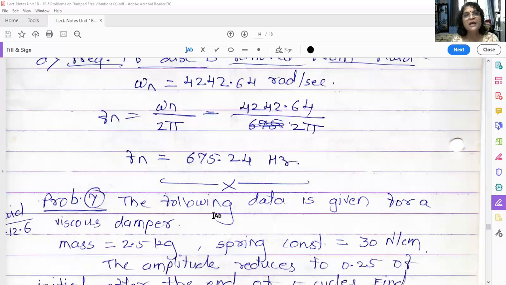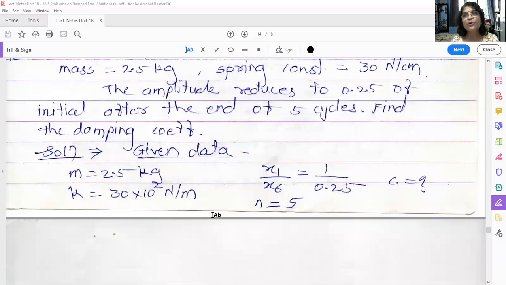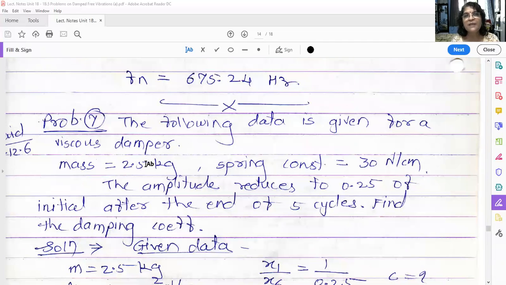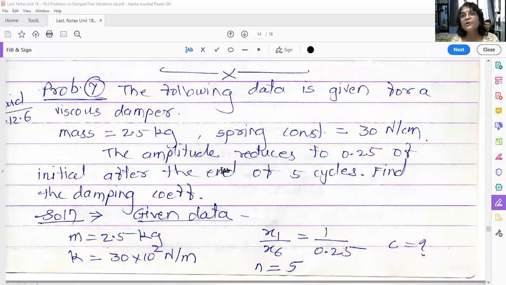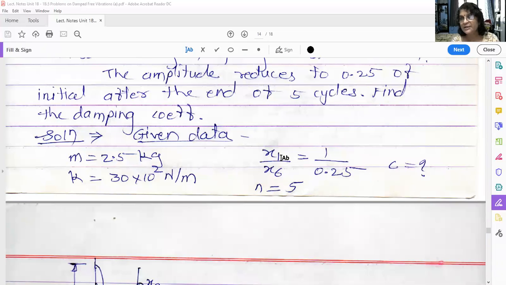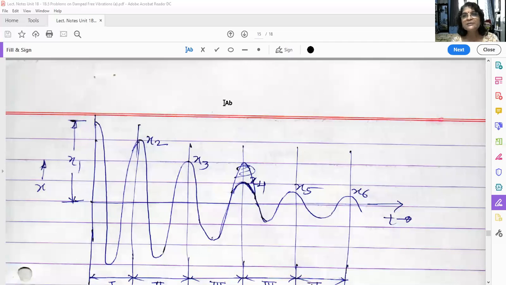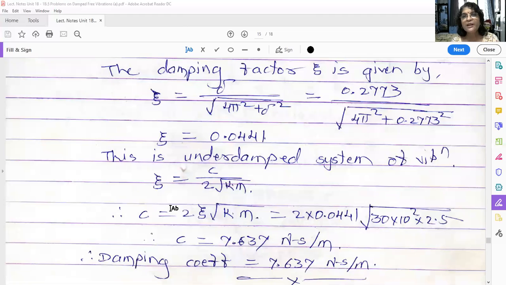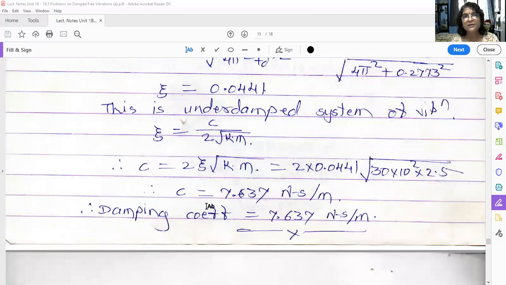Okay. Now this is the last problem. Please solve it at home. This is very similar to this one. Okay. So what else is given? The following data is given for a viscous damper. M is given, K is given. The amplitude reduces to 0.25 of the initial amplitude in 5 number of cycles. Find the damping coefficient. So 5 number of cycles means x1 upon xn is given. Say if x1 is 1, xn is 0.25, it is given. We want to find out C. N is equal to 5. So this is the case. First you find out delta, then zeta, and from zeta you find out C. This is asked.